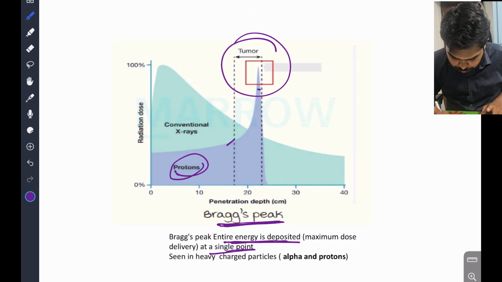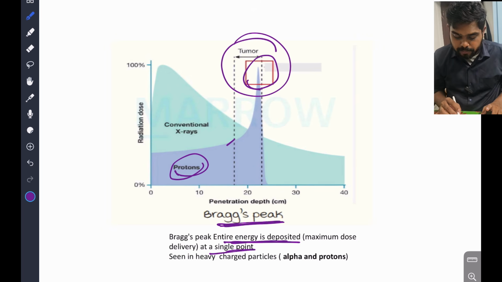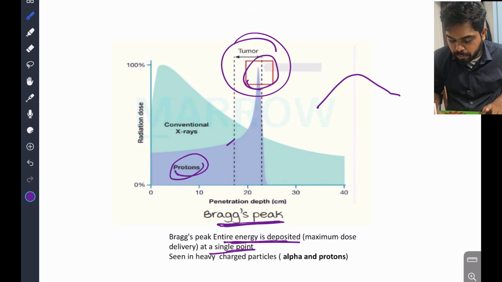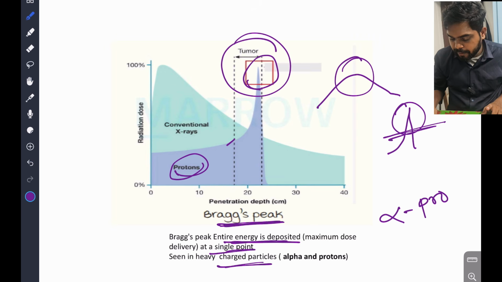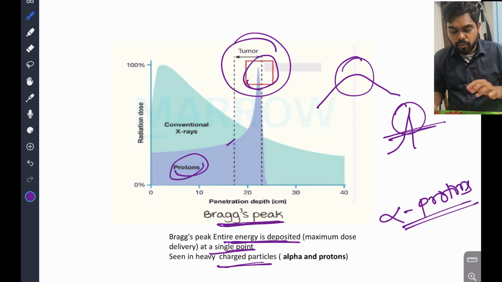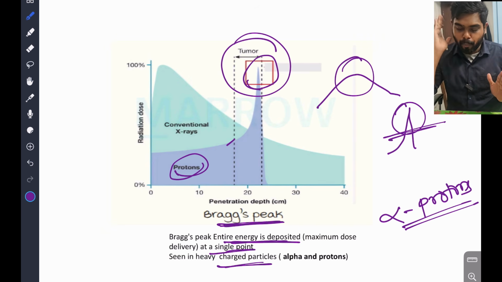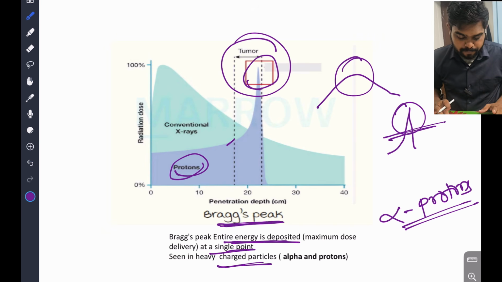You can see at this point the maximum energy is deposited. Otherwise, usually energy will be distributed along the path, but here it is at a point. This peak is known as Bragg's peak, seen in heavy charged particles like alpha particles and protons. They will ask in which particles this Bragg's peak will appear: alpha particles and protons, which are heavily charged, where all the energy is concentrated at a single point. That peak is known as Bragg's peak. Clear? This image is important in radiology.